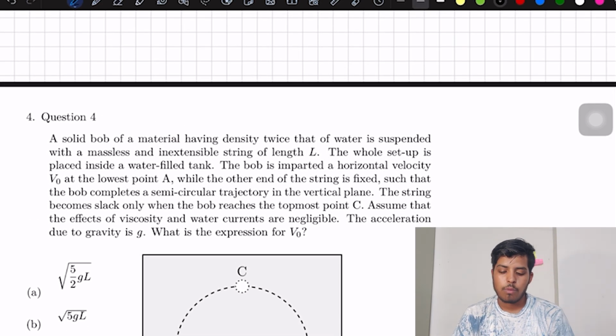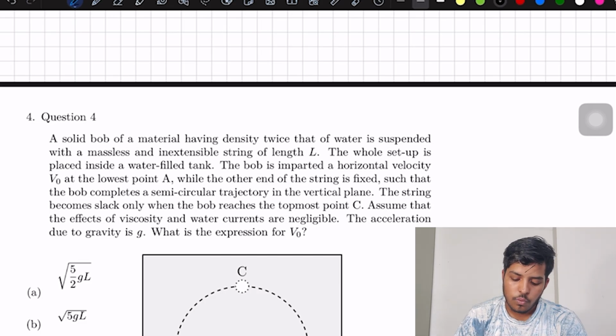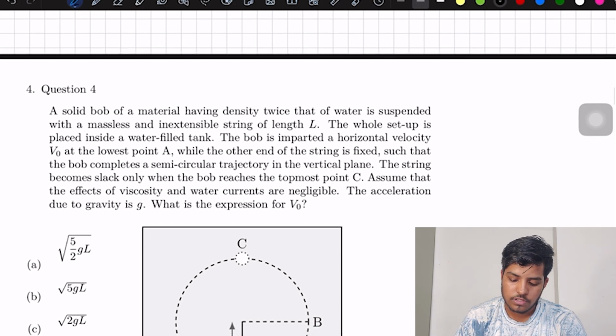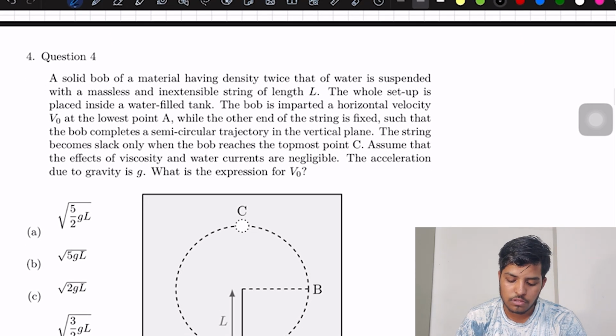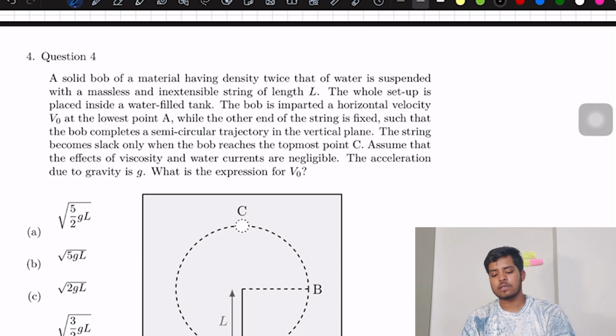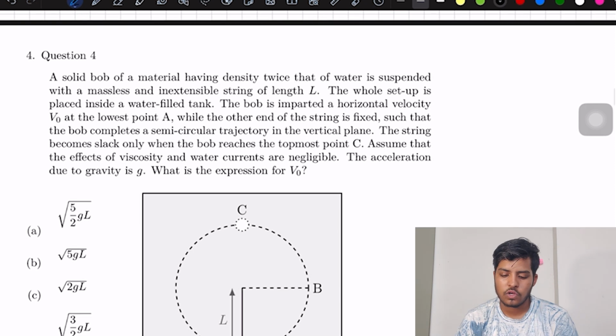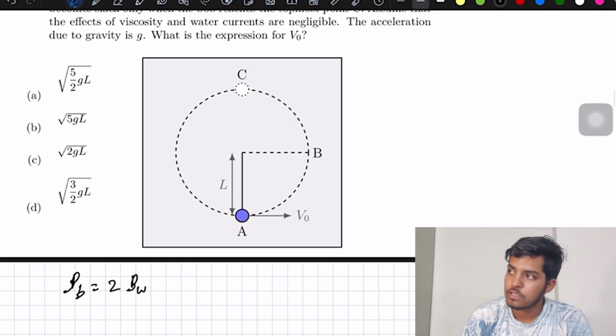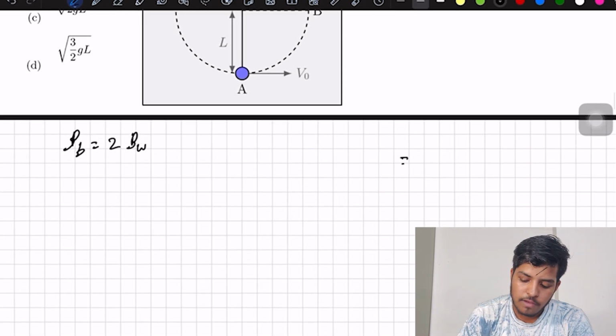The bob is imparted a horizontal velocity v0 at the lowest point A, while the other end of the string is fixed, such that the bob completes a semicircular trajectory in the vertical plane, and the string becomes slack only when the bob reaches the topmost point C. So it was that case when the bob reaches the minimum velocity required to reach the topmost point. It's a very well known question. So the minimum velocity to reach the topmost point is under root 5gL, right? Everybody knows that, under root 5gL.